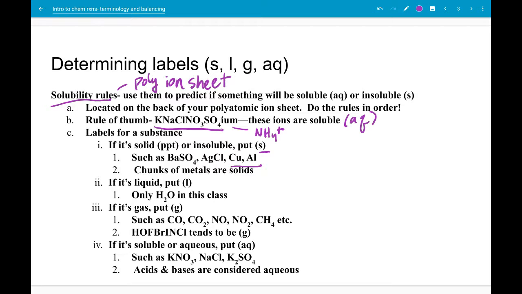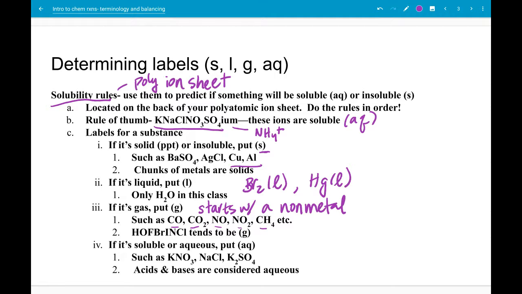If you have a liquid, you're going to put an L next to it. In general, that'll just be water, unless you're told differently. You might be told bromine liquid or mercury liquid, so you might possibly see those as well. Now, if it's a gas, this tends to be if it starts with a nonmetal. So if your compound starts with a nonmetal, most likely it will be a gas. Usually they'll be ones that you've seen before: carbon monoxide, carbon dioxide. A lot of these we saw in the previous unit.